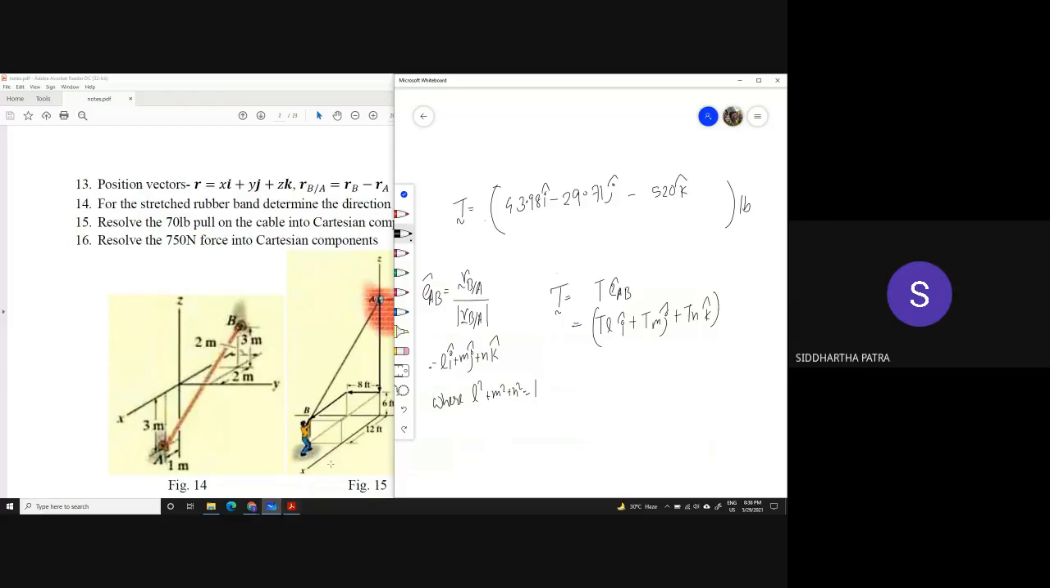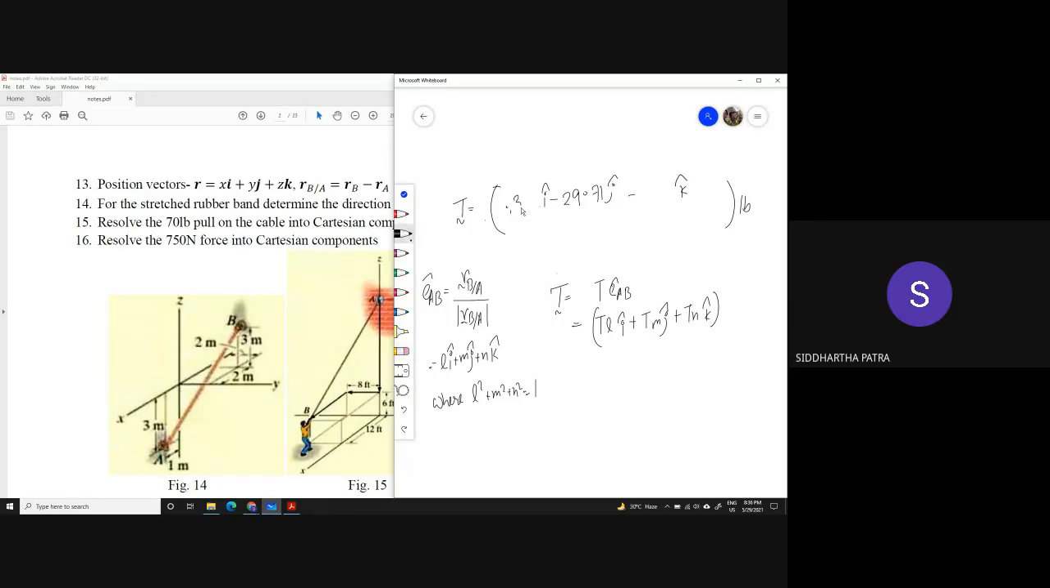Sir, this is not the correct answer. The answer is coming different actually. 30 i cap, minus 20 j cap, minus 20 k cap. Yes, right. And by the way, the resultant is 70 lb, right?